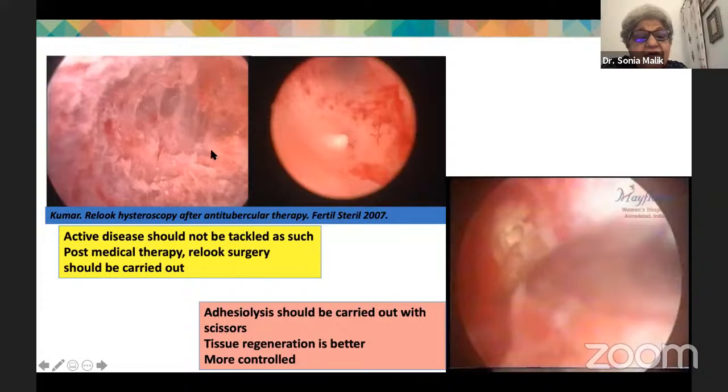Basically, this was a very beautiful report which was published in 2007, where this group looked at the endometrium after giving anti-tubercular therapy, and they found that the endometrium had cleared up after this moth-eaten appearance that it had initially. So active disease, of course, should not be handled, and post-medical therapy or relook surgery is very, very effective.